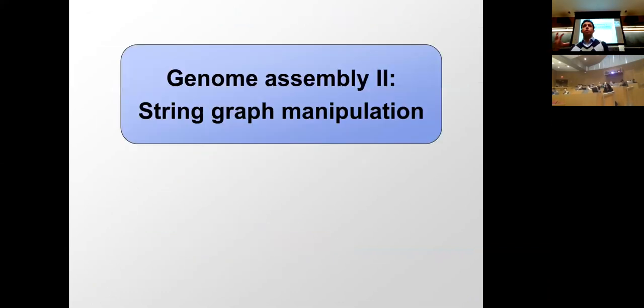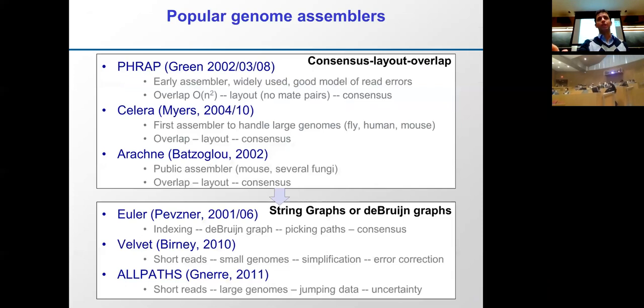All right, so that was the first part, the first strategy for genome assembly. The second strategy is to construct string graphs. We saw some of that in the lecture about RNA, de novo assembly of fragments of RNA sequences, of transcripts. And I told you that we're going to see it again here.